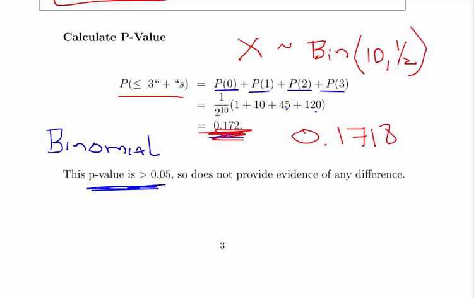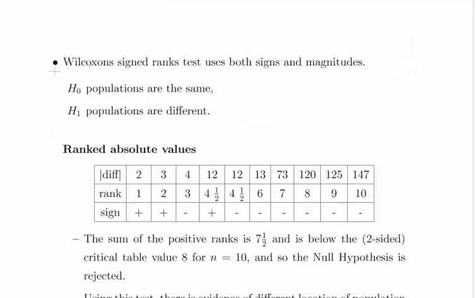Let's move down to the next part here, which is the Wilcoxon signed rank test. We're asked for two procedures, and the second procedure uses both the sign and the magnitudes. Under the null hypothesis, the populations are the same, which is to say one fish is not particularly different from the other fish in terms of weights. The alternative hypothesis is that the populations are different, greater than or less than.